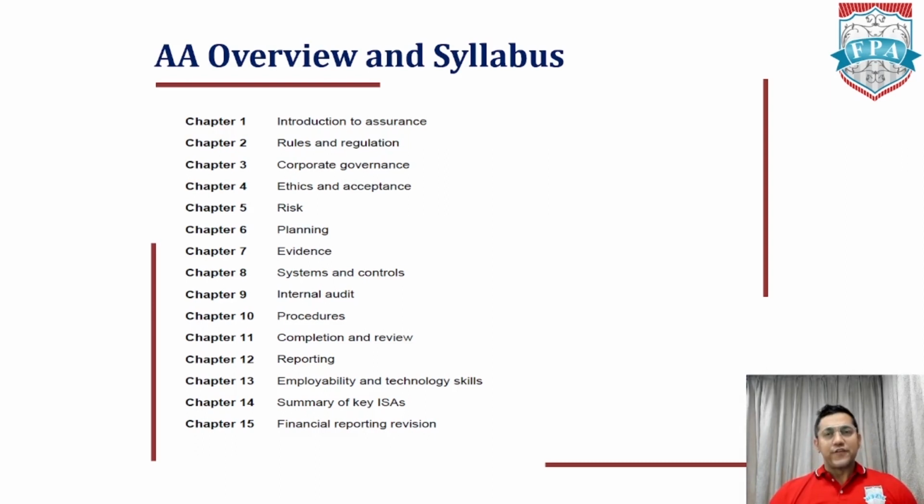Then comes completion and review. Completion and review is basically the final checks and reviews you have to do before you have actually issued the opinion. Because let's face it, in the light of all these scams and frauds that take place in an organization, it is imperative that the auditors have double checked and triple checked just to make sure that they don't give an inappropriate opinion, right? So there are a lot of quality checks that the clients or the audit practices need to follow. This chapter will talk about that.